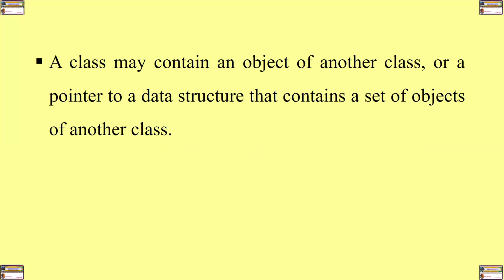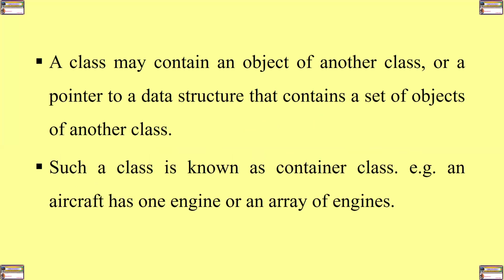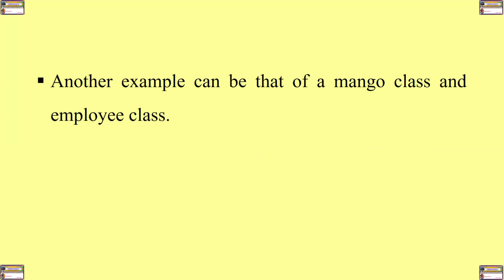A class may contain an object of another class, or a pointer to a data structure that contains a set of objects of another class. Such a class is known as a container class. For example, an aircraft has one engine or an array of engines.